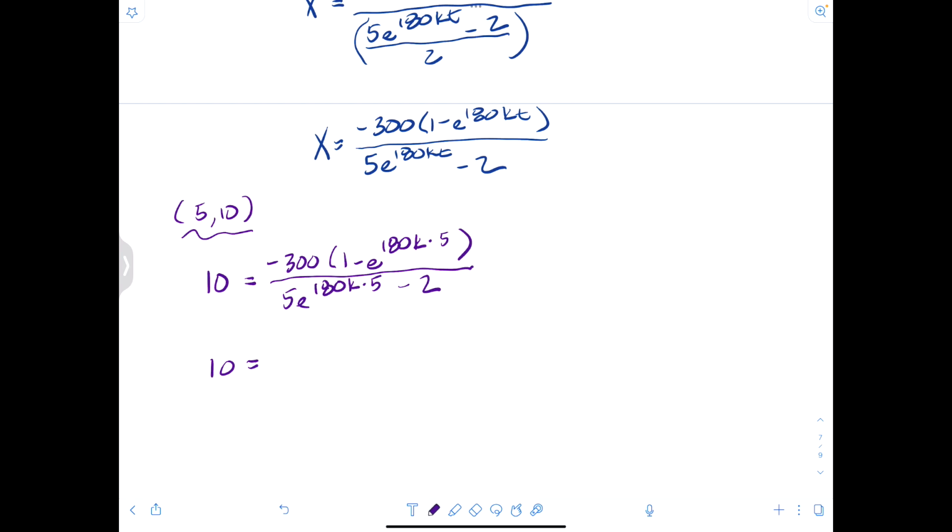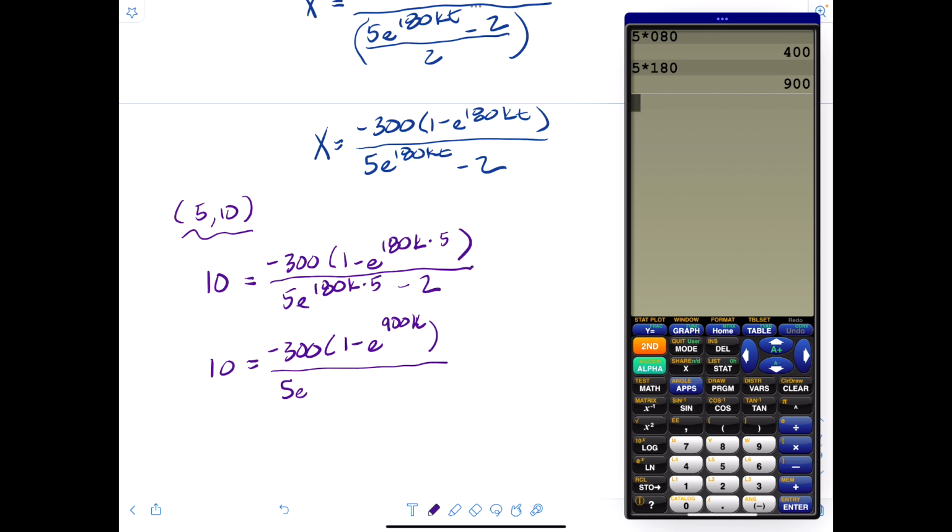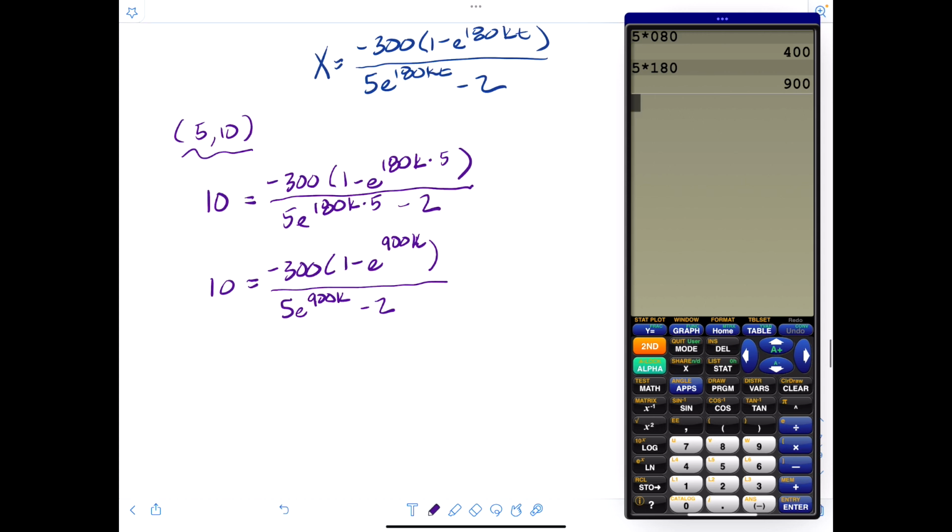So 10 is going to equal negative 300 times 1 minus e to the, 5 times 180 is 900, so we'll have 900k, over 5e to the 900k minus 2. Good so far?